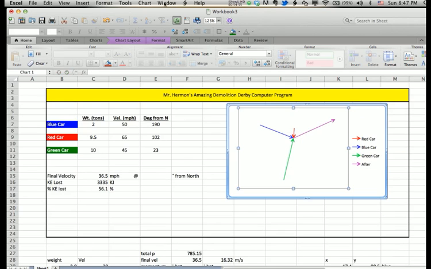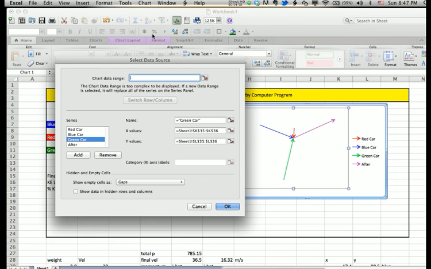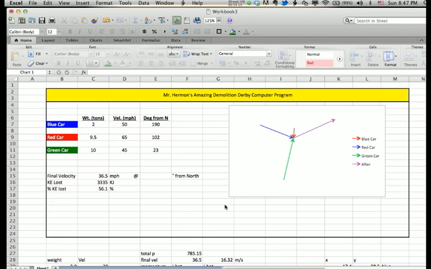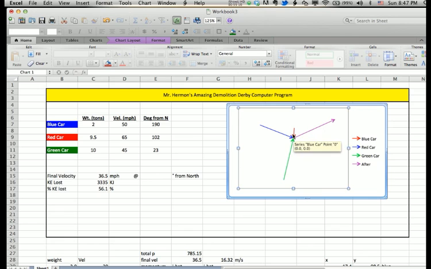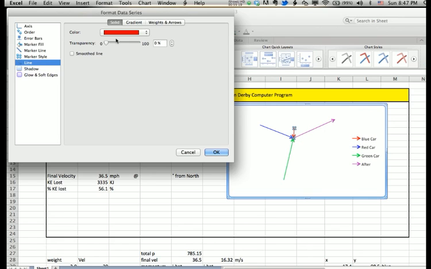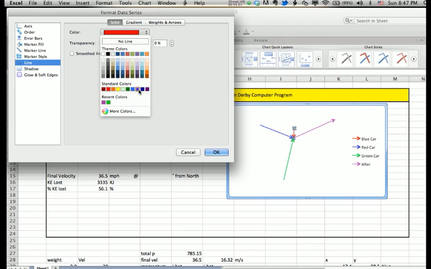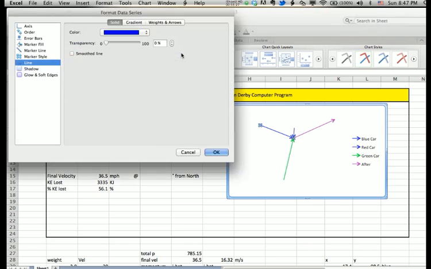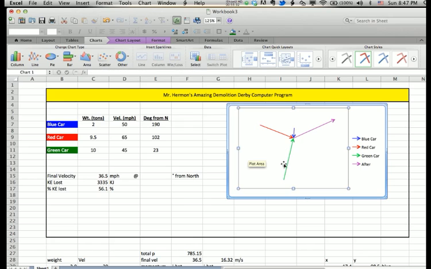I can come up here and do chart source data. And what was called the red car should be called the blue car. And what's called the blue car should now be called the red car. And of course, so blue. And this one, red. Oh, yes, mistakes can be made.